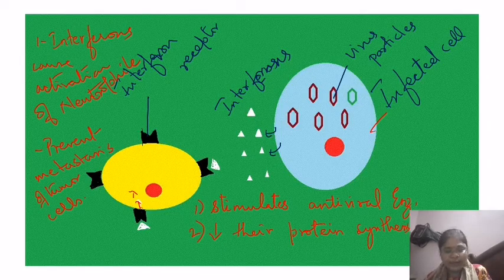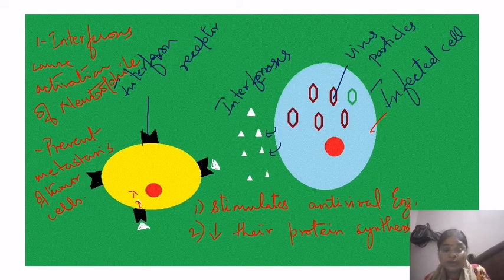So let's quickly get a recap of it. When our cell gets infected, it releases interferons, and these interferons bind to the interferon receptors present on the cells of our body, and they stimulate antiviral enzymes and also lower protein synthesis so that these cells can be protected from virus. This is what you have read, that interferons protect the nearby cells from getting infected by virus.